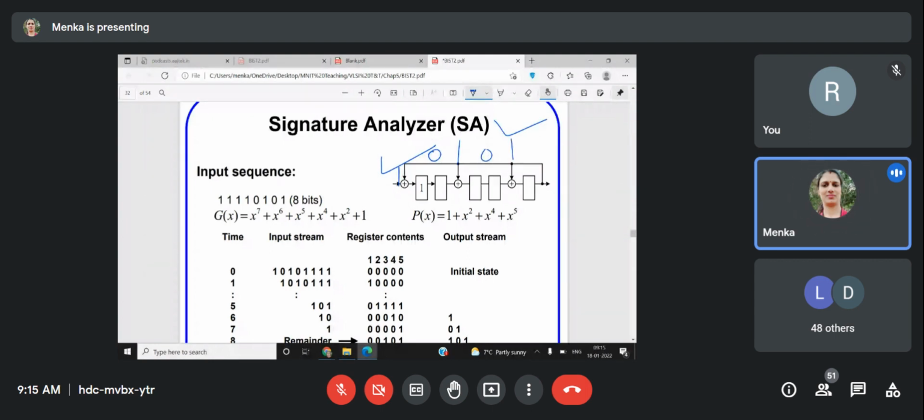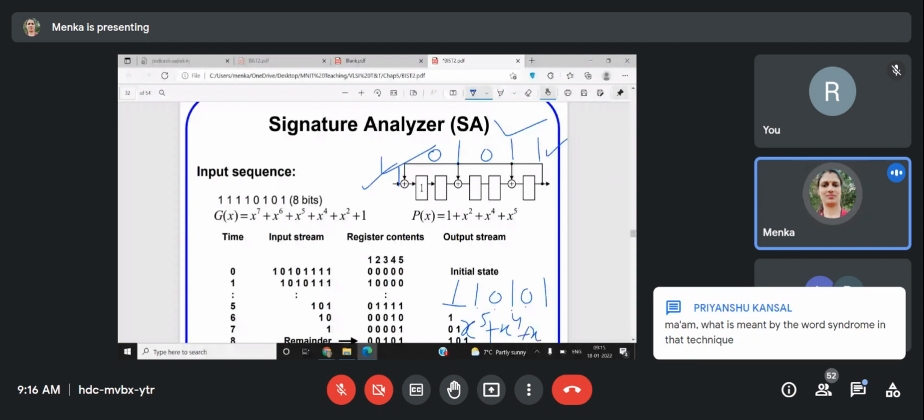So actually, if you want to represent it in terms of bits, it will be represented like this. If you want to represent it in terms of polynomial, this is your MSB as I told, this is your LSB. So MSB means 0, 1, 2, 3, 4, 5. So x raised to power 5 plus x raised to power 4 plus x raised to power 2 plus 1. This is the polynomial. This is what P(x) is.